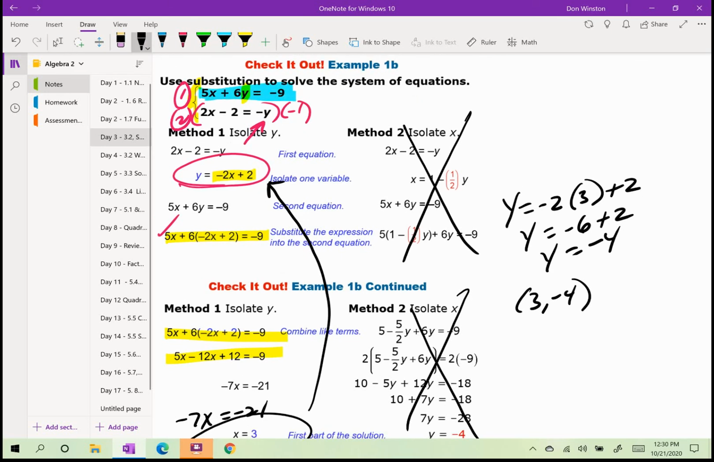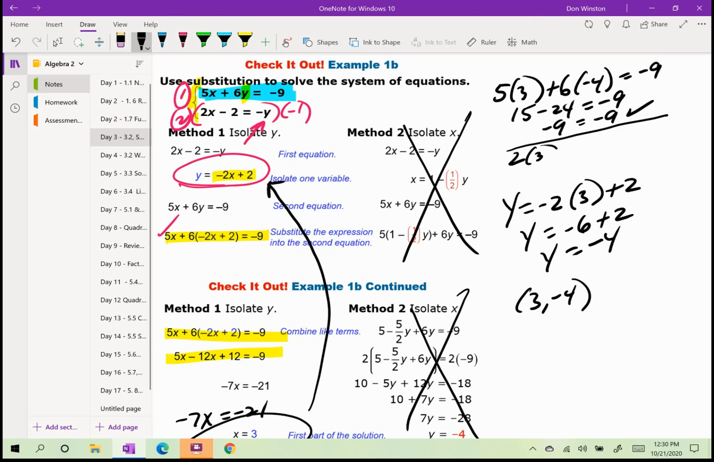Let's see here what we get. We said x was 3, so 5 times 3 plus 6 times negative 4. We say that equals negative 9. Let's check out. 15 minus 24 equals negative 9. That's true. Negative 9 equals negative 9. That checks out. And then the other one. So we have 2, and we said x was 3 minus 2 equals negative, and we said y was negative 4. So this is 6 minus 2, that's 4, and the opposite of a negative 4 is 4, and that checks out. Okay, so it checked out.